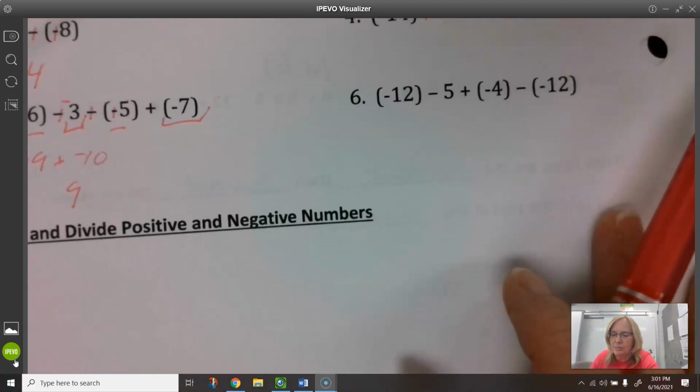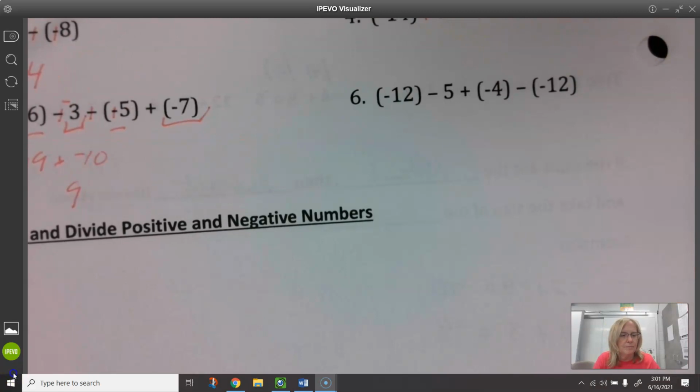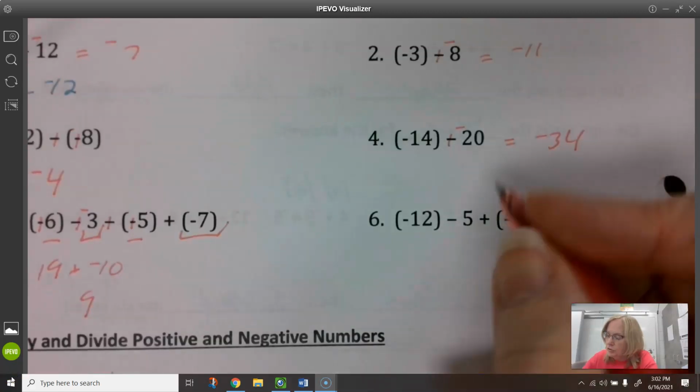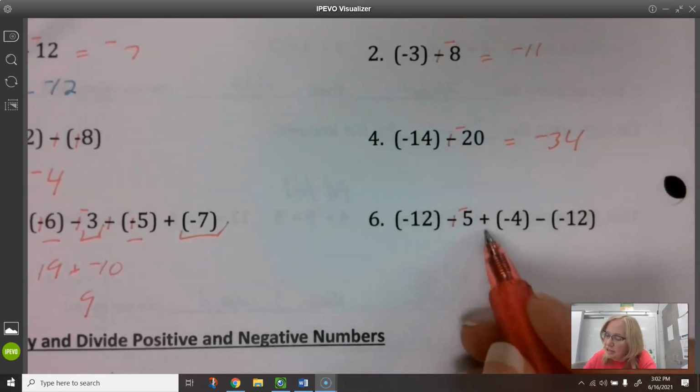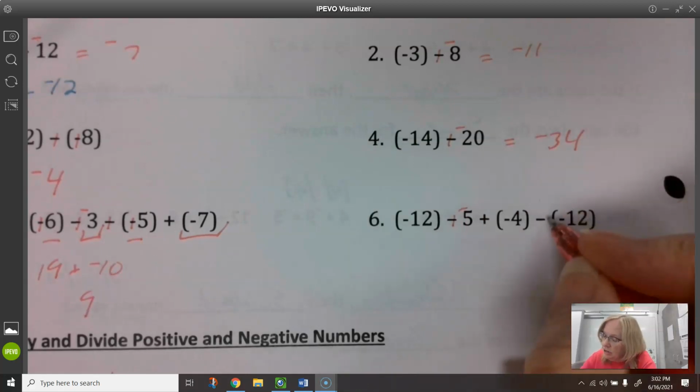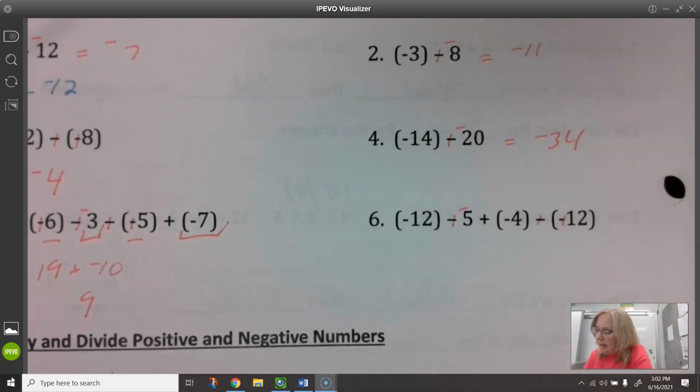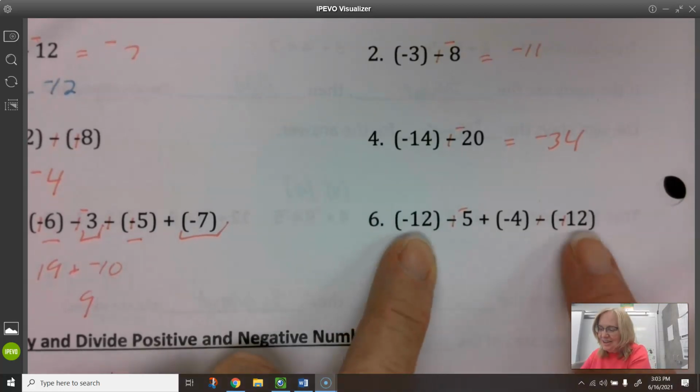Try number 6 on your own. Go. So for number 6, I can also cross the line, change the sign. Addition, can't cross any lines, it's already crossed. Cross the line, change the sign. Now, I can look at this one again. I have a negative 12 and a positive 12, because I can add them in any order. That's the beauty. If everything's addition, you can do it in any order that you want to.